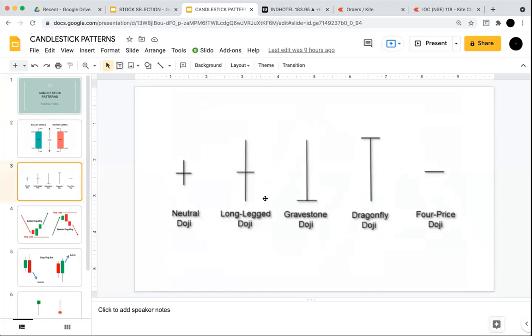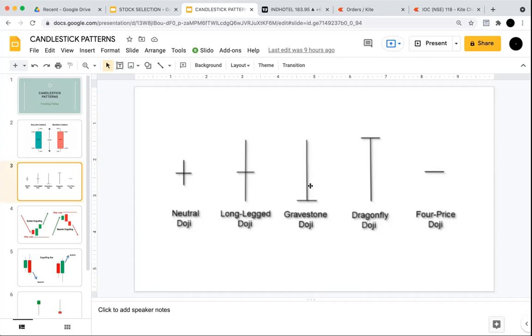So this is the neutral doji. That means the price went up this high and it rejected that. So the price opened at this level. It went up, it went down, but then it closed exactly where it opened. Long leg doji. Price opened here, went all the way up, went all the way down, but then it closed at that level.